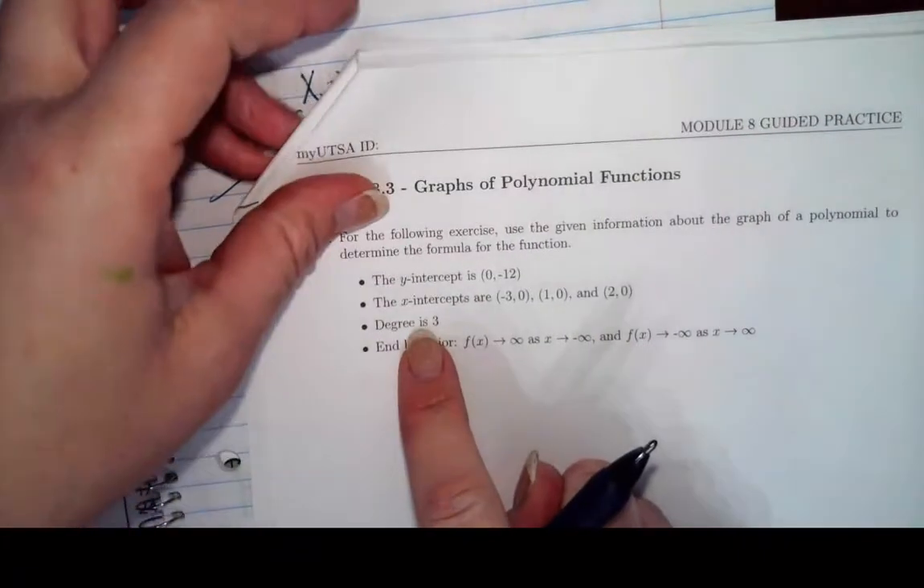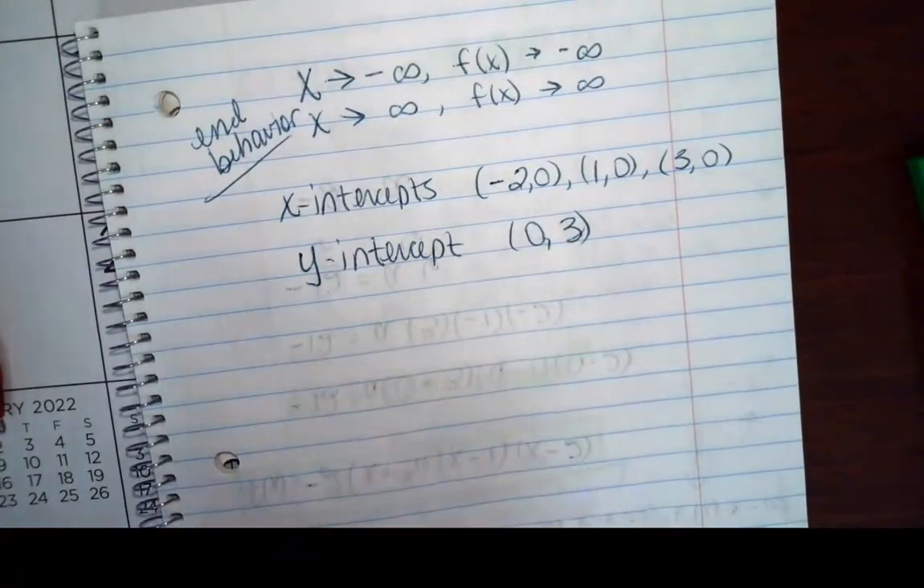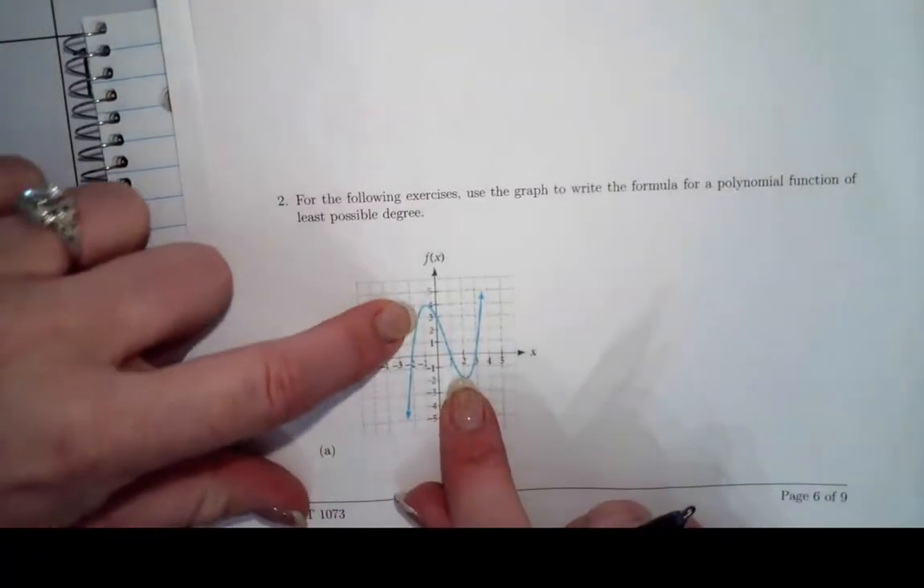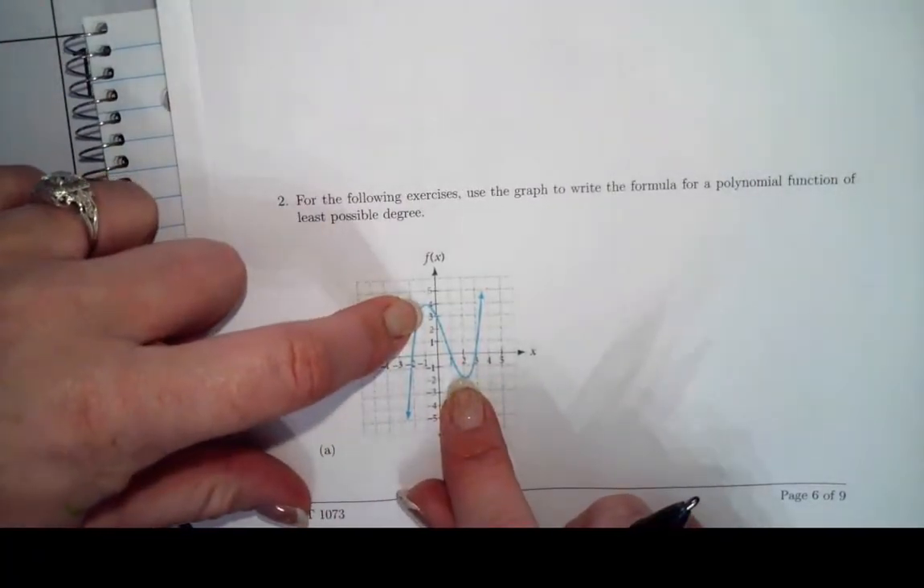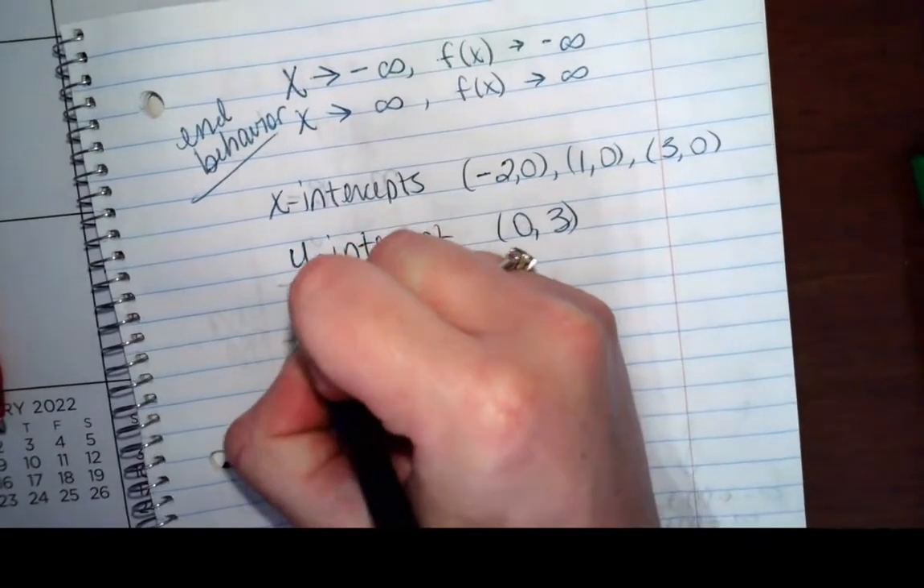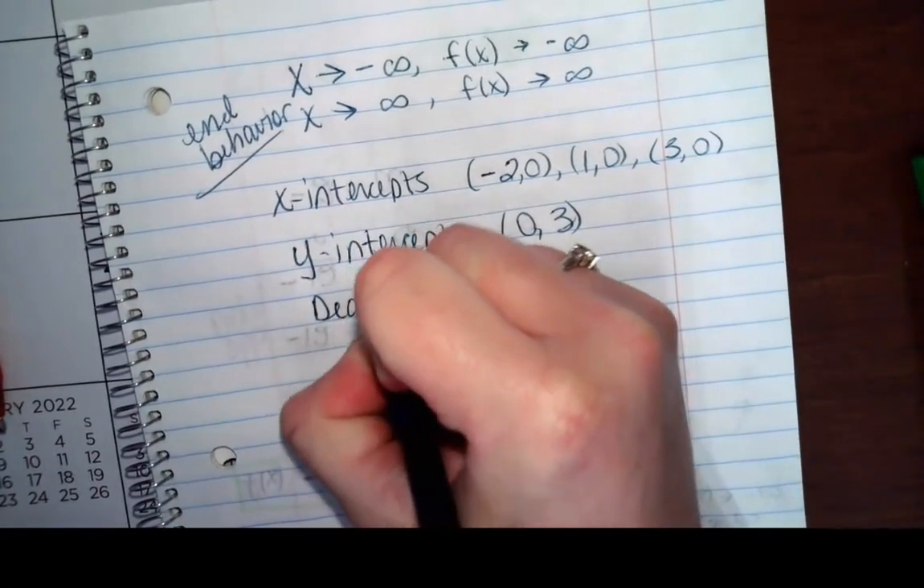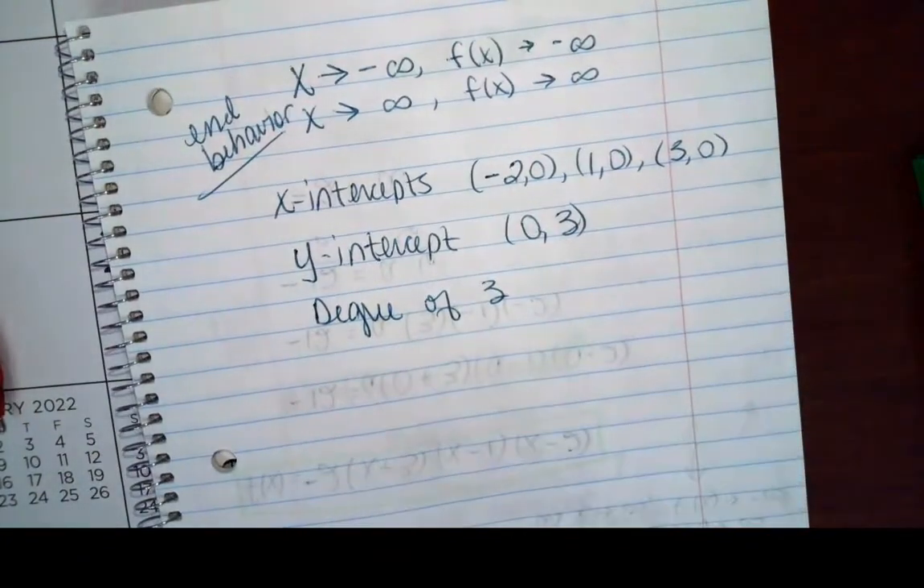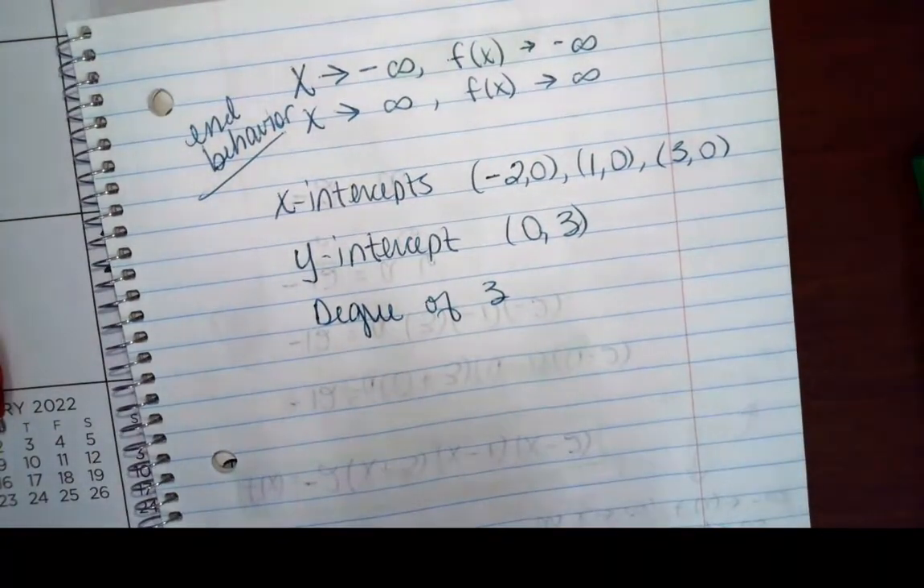and I deduced that my degree is 3 based on the number of turning points. So my number of turning points, I had 2 turning points, and I also had 3 x-intercepts. So I'm going to go ahead and mandate that this thing has a degree of 3. So I now have all the information that I had before. So we're going to go ahead and set this thing in motion.